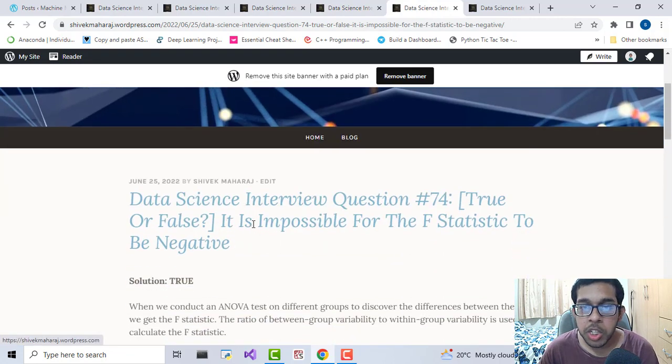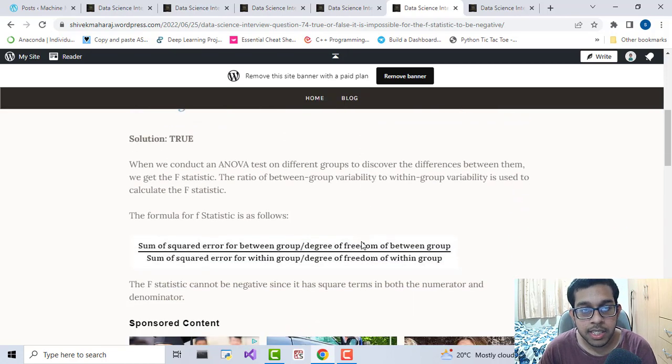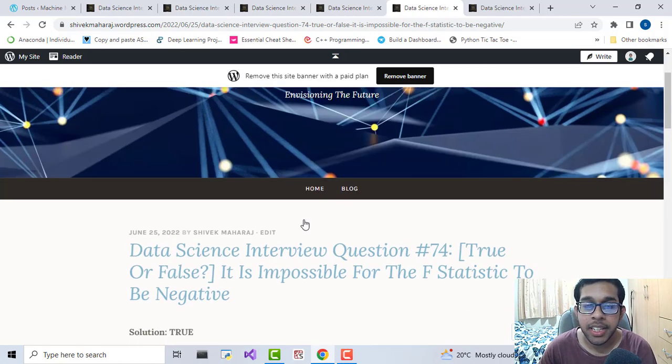Now, question number 74. True or false? It is impossible for the F statistic to be negative. Now, this is actually true. Okay, when we conduct the ANOVA test on different groups to discover the differences between them, we get the F statistic. The ratio of between group variability to within group variability is used to calculate the F statistic. The formula for F statistic is as follows. The F statistic cannot be negative since it has square terms in both the numerator and the denominator. So that is what we see there, nothing difficult at all.